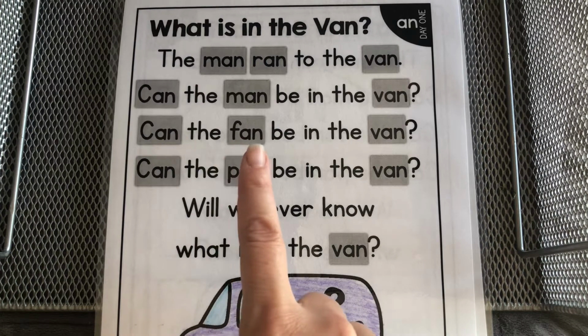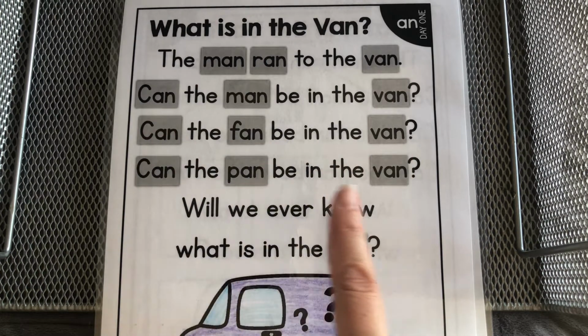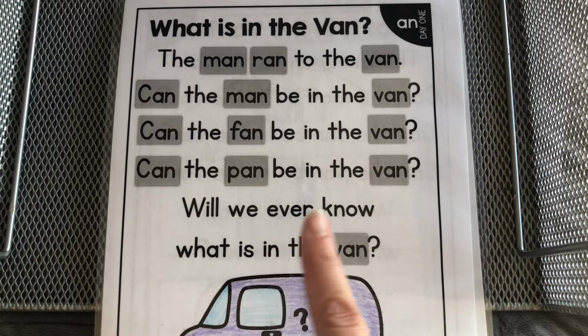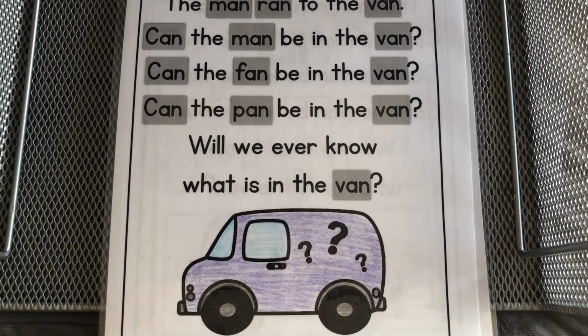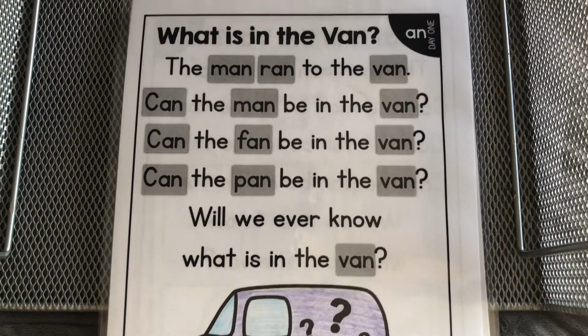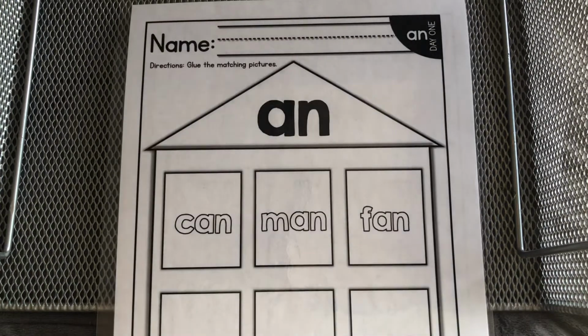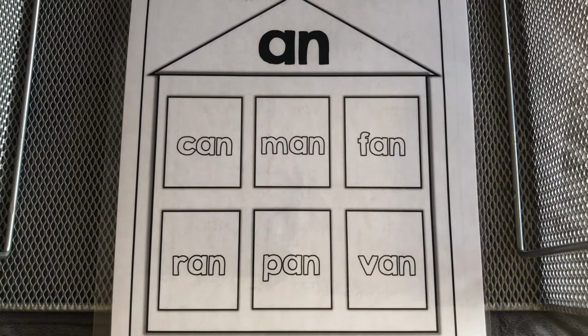Can the fan be in the van? Can the pan be in the van? Will we ever know what is in the van? What is in that van? You see, all our words are highlighted for us. Now we get to practice them. They're in our word family house.